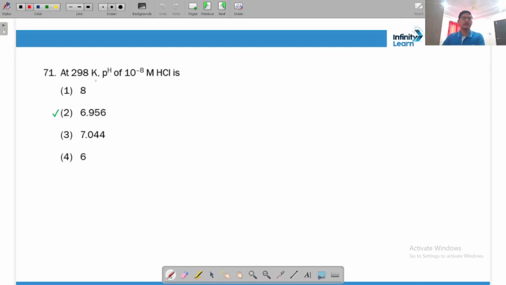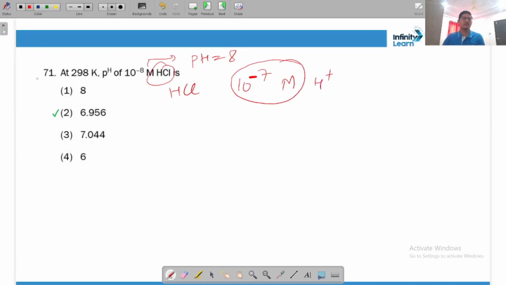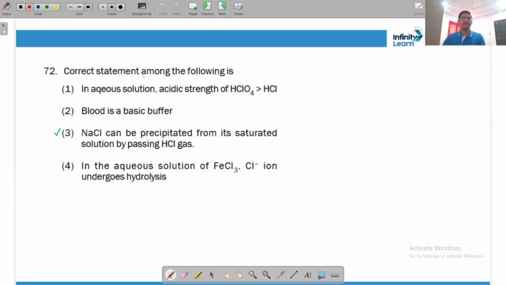Okay. At 298 Kelvin, pH of 10 to minus 8 molar HCl. If you find it out directly, this will be confusing because pH will come out to be 8, but this is an HCl solution. So yes, at such low concentrations of acid, we must consider the contribution of water, right? Water also dissociates to give 10 to minus 7 molar H plus ions at 298 Kelvin. If you consider that also, the pH of an acidic solution will be a little bit below 7, right? So this will be our answer, 6.956. Correct statement, okay? So this is the correct statement.